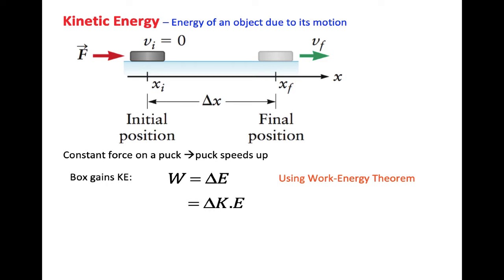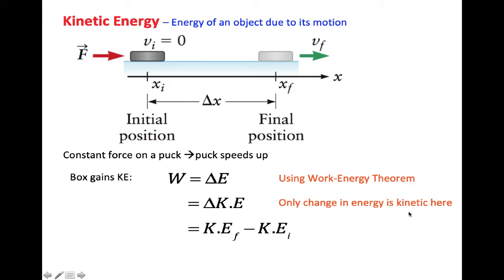Now I can write delta E as delta KE. Why so? Because here the only change in energy is kinetic energy. The puck is not gaining any height and there is no elastic potential energy present here also. So the only change in energy here is kinetic. In this next step we have just expanded delta. So the change in kinetic energy is kinetic energy final minus kinetic energy initial, and this is equal to the work done. I'm going to label this equation 1 because we will need it later on.